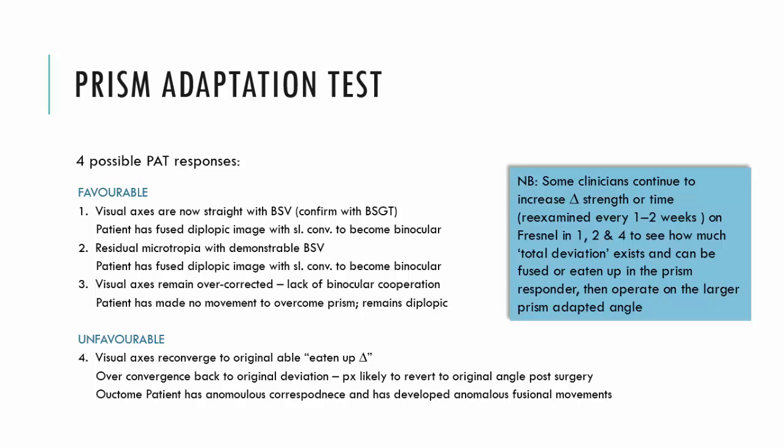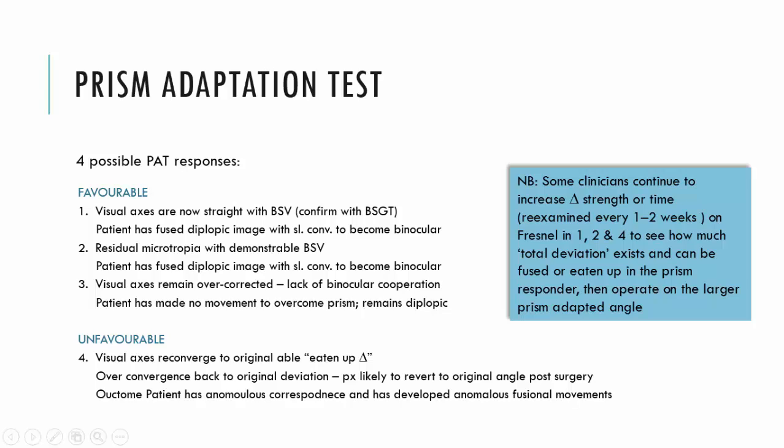What you now want to do is prove that they're straight in that position and binocular. You would confirm with something like a Bagolini striated glasses test, in which case they should see a cross if BSV is achieved. This means the patient has fused the diplopic image, has made a slight fusional convergence movement and has become binocular. So this patient has the potential for BSV post-operatively and should do well if surgery is performed.